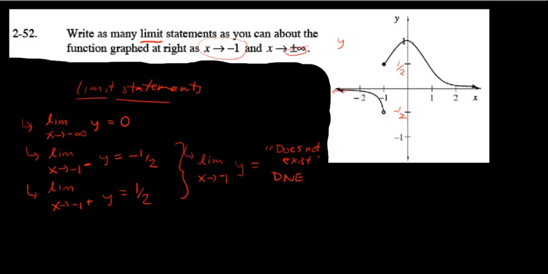So we also want to look at as we're approaching positive infinity. The limit as x approaches infinity of y is equal to, so we're going down and getting close to the x-axis again, so it is equal to 0. So we have 1, 2, 3, 4, 5 limit statements about our graph. Okay? So this ends CPM Calculus Chapter 2, number 52.